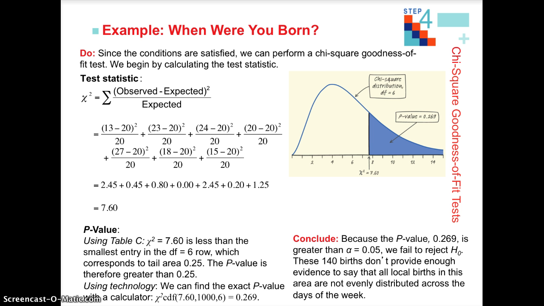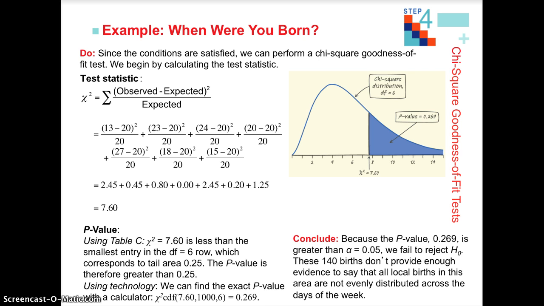So we fail to reject the null hypothesis and say that we do not have enough evidence to conclude that the births are not evenly distributed across the days of the week. So what this really means is, even though we can see they're not 20, 20, 20, etc., there are differences. It's not a significant enough difference to provide the evidence to disprove the null hypothesis and reject it.